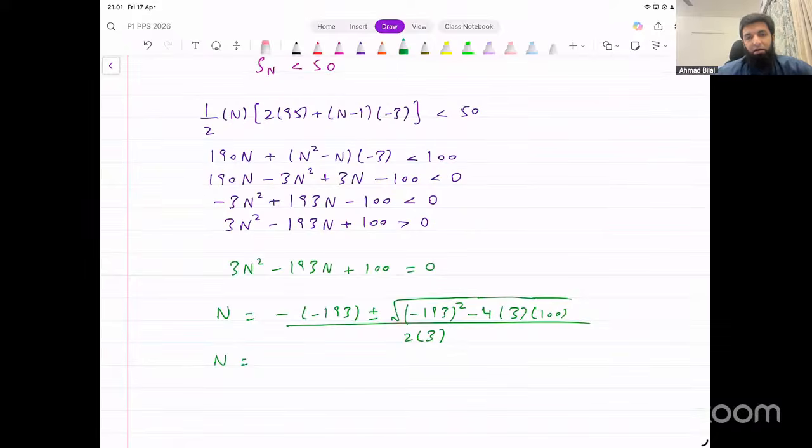You did not get a quadratic. You can share your working in the group and I can have a look at that.